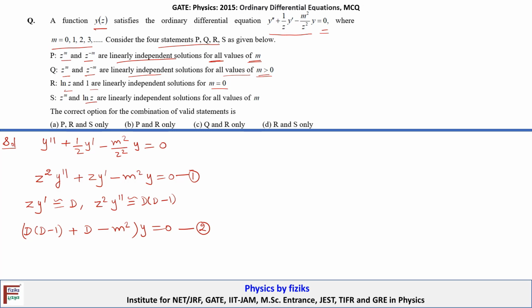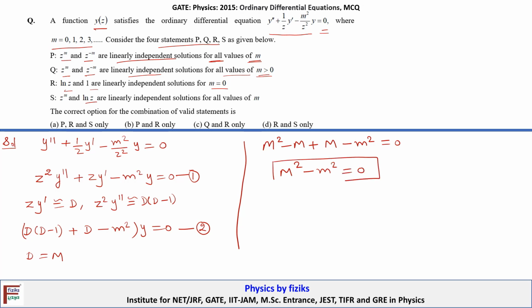Now from this differential operator D, we substitute D equal to capital M to obtain the auxiliary equation. The auxiliary equation can be written as M squared minus M plus M plus capital M minus small m squared is equal to 0. From here we can write it as M squared minus small m squared is equal to 0. This is our required auxiliary equation.